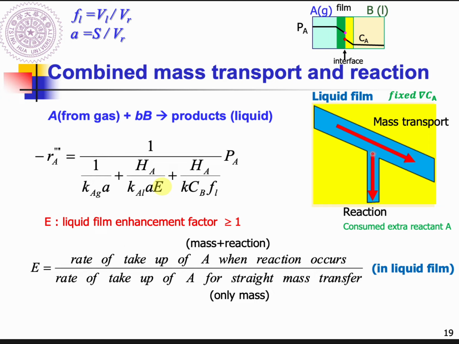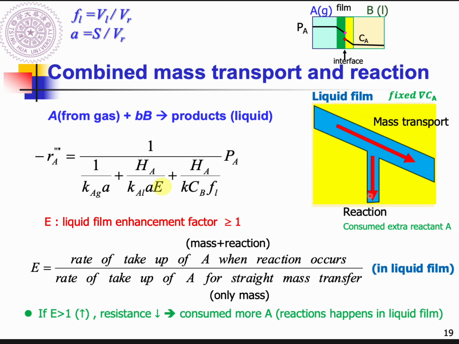So based on this idea, when we don't have a reaction and only mass transport, E will be equal to 1. However, if there are reactions, meaning A reacts with B, it is going to consume more A here, so E must be larger than 1 in the liquid film. As you expected, a larger E implies there are more chemical reactions happening in the liquid film.